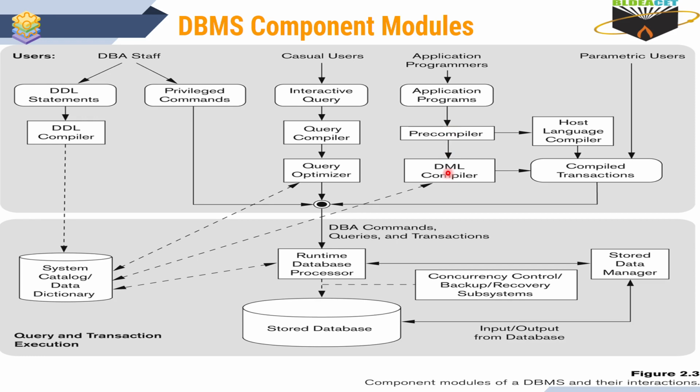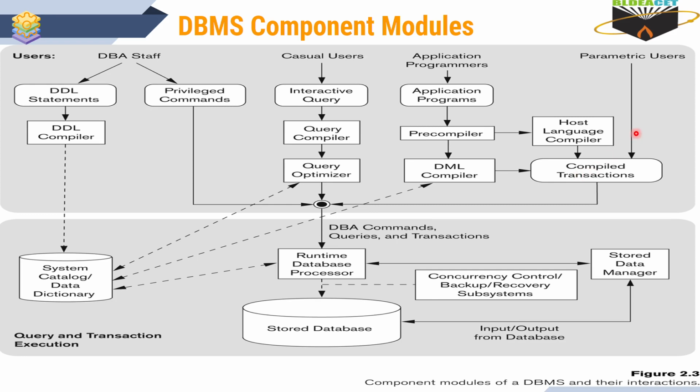Next, the DML compiler compiles them into object code for database access. The database access is stored in the system catalog. The remaining program is transferred by the pre-compiler to the host language compiler. After that, you get the compiled transaction, usually called a canned transaction. These canned transactions are the executable codes.